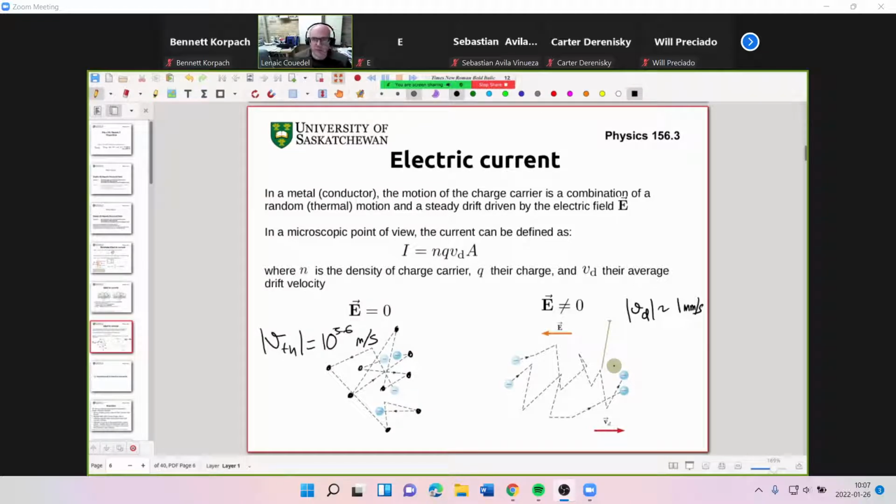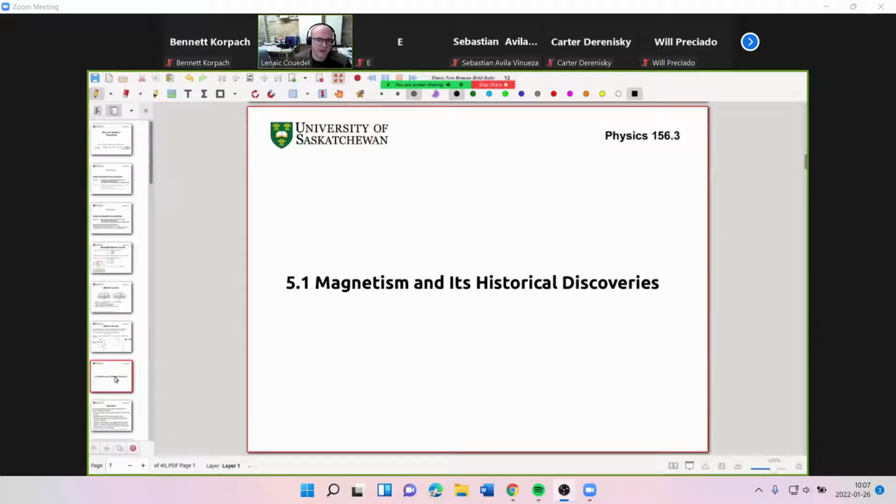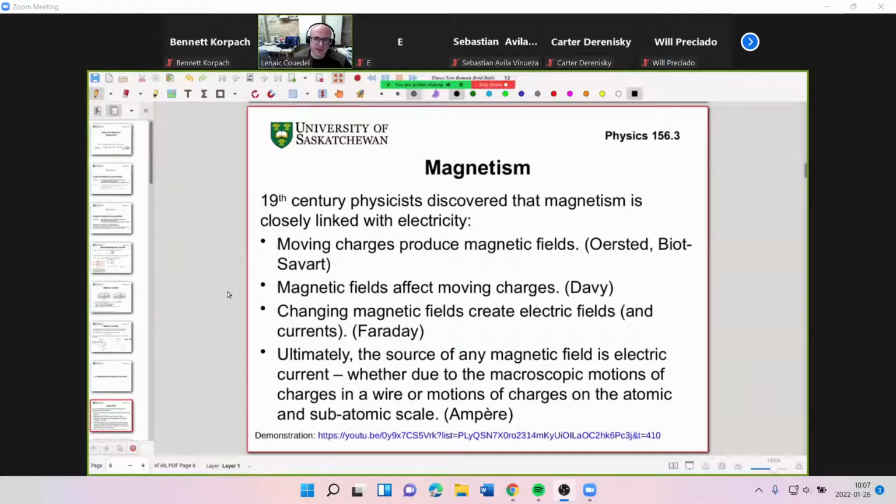All right, so now that we have a reminder on currents, let's jump into magnetism. So first of all, what is magnetism and how was it discovered? In the 19th century, physicists discovered that magnetism is closely linked with electricity. That's why I started by re-explaining what an electric current is, because when you have moving charge, an electric current, that produces a magnetic field.